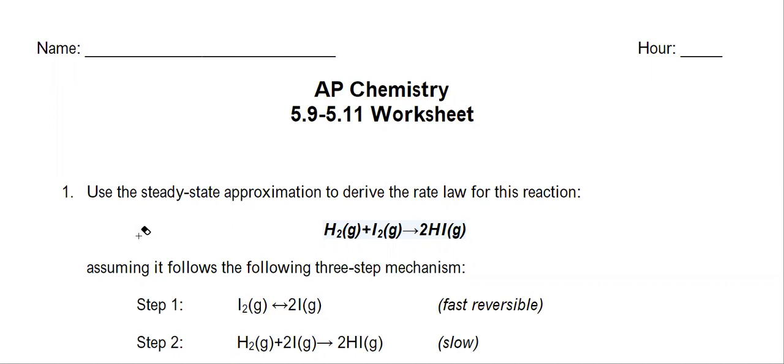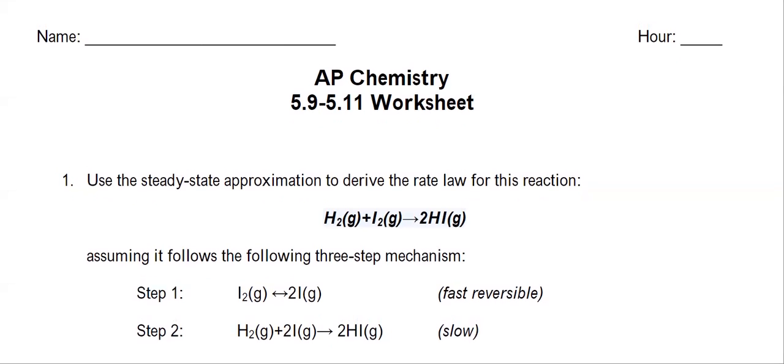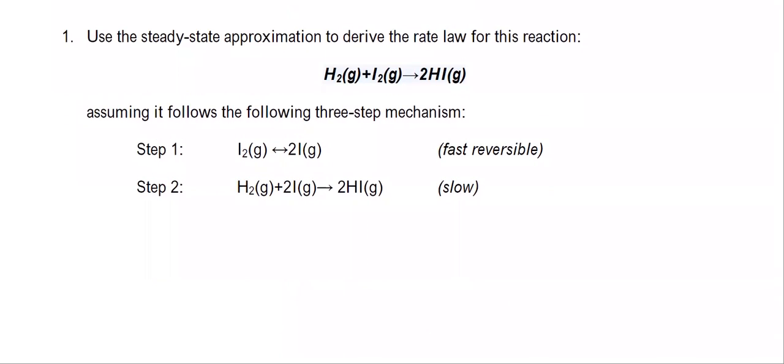So 1 and 2 on the front side have to do with approximating the rate law for the reaction using the steps. Okay. And so the steady state approximation just means that we're going to have to substitute in for these reactions to derive the rate law for the overall thing. Okay.